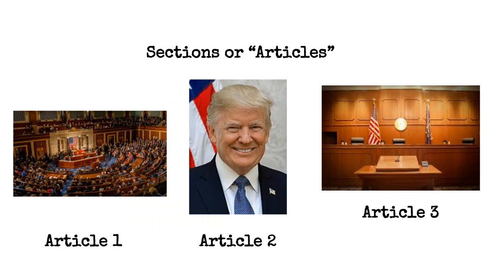In Article 1, the powers and roles of Congress are laid out. In Article 2, the president's roles and responsibilities are laid out. And finally, in Article 3, we learn all about the roles and responsibilities and powers of the judicial system or courts.